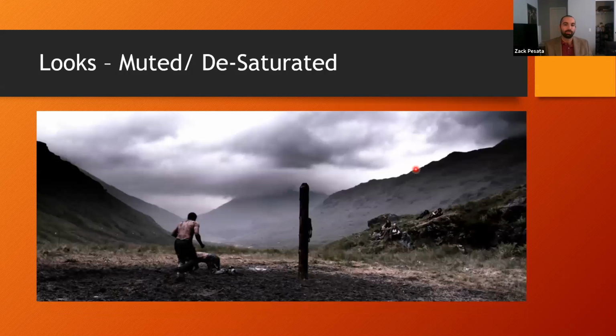So here's our muted desaturated. Again, they shot this as they would, but then they dialed back the greenery, right? Notice how pale the greens are. Look at the sky, how grayed out the sky is. This is the idea of a muted or desaturated look where colors are dialed back. And it almost looks black and white in a way, but not quite.